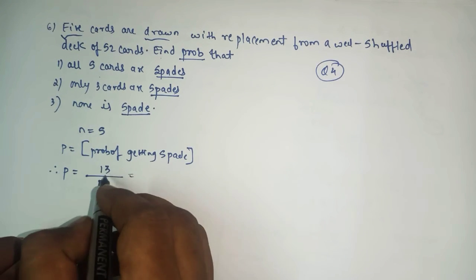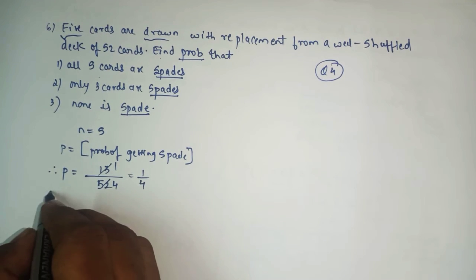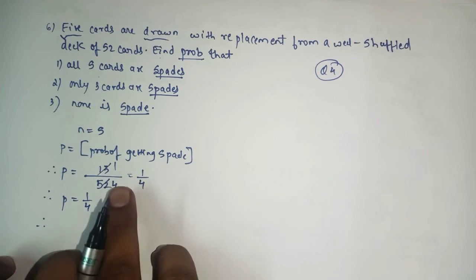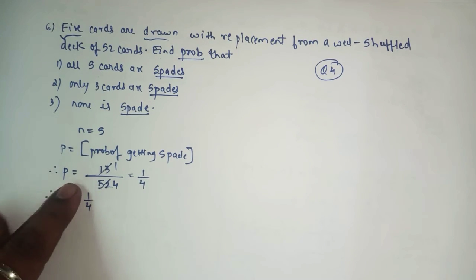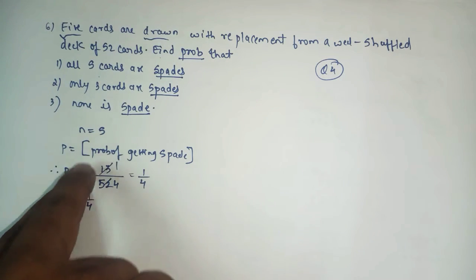So when you will cancel, 13 ones are 13, fours are 52. So here the value of p will be what? 1 by 4. I hope you all understood how to guess the value of n and p whenever the sum is based on cards.